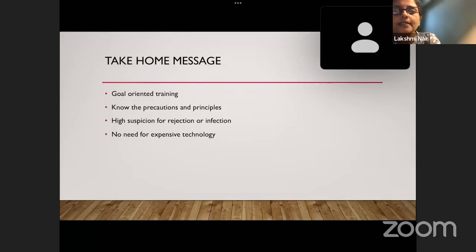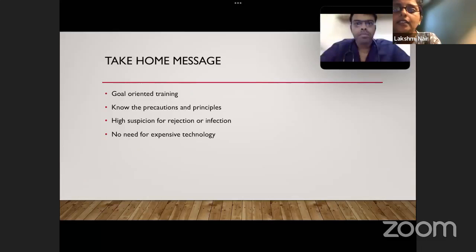So the take-home message is goal-oriented training is needed at each stage, and know the precautions and the principles, and know what you're doing. There should be high suspicion for rejection or infection, and make sure you don't give infection to your patient, and no need for expensive technology. The 6-minute walk test, the dynamometer and the usual exercise equipment is enough.